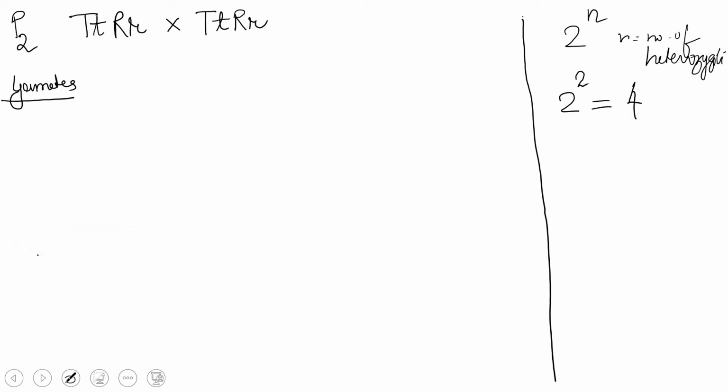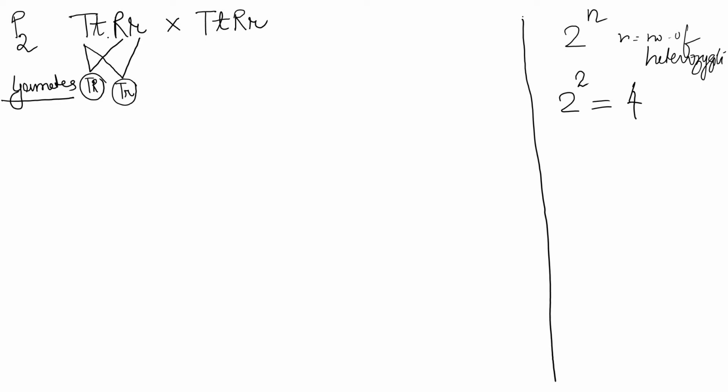Fine. In the gametes, we have to take it in this way. That means the tallness and roundness, dwarfness and wrinkledness, and the 2 characteristics should be there. 1 copy of the characteristics should be there in the gametes. Okay, so what can be the gametes? Capital T and capital R. Tallness and roundness forms 1 gamete. Then what we can take is that 1 copy of tallness we take and 1 copy of wrinkledness.